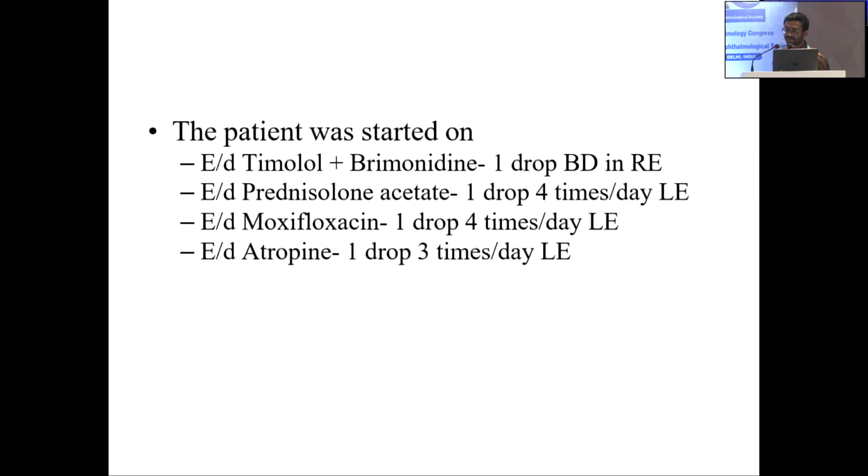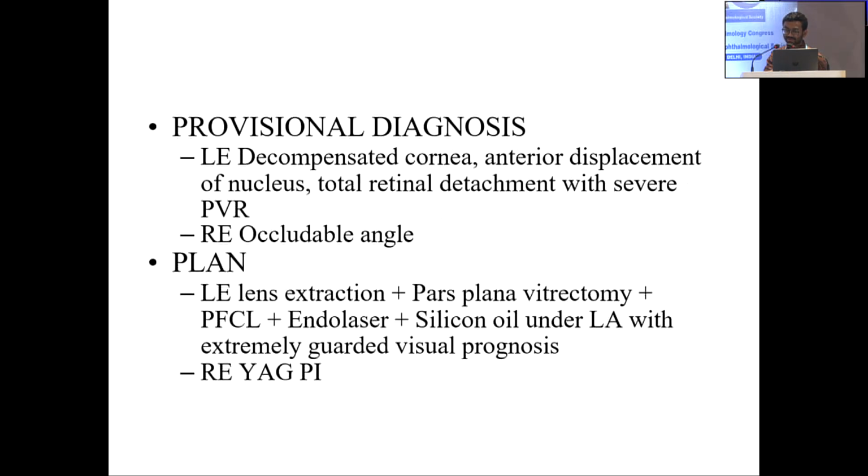He was subsequently started on topical anti-glaucoma, steroid, antibiotic and cycloplegic medications, and we reached a provisional diagnosis of left eye decompensated cornea with anterior displacement of nucleus, total retinal detachment with severe proliferative vitreoretinopathy. He was taken up for surgery.